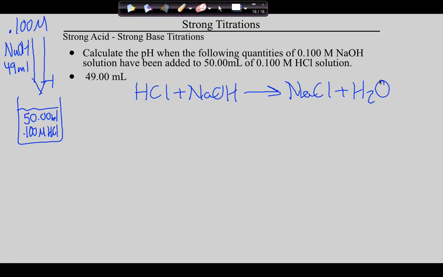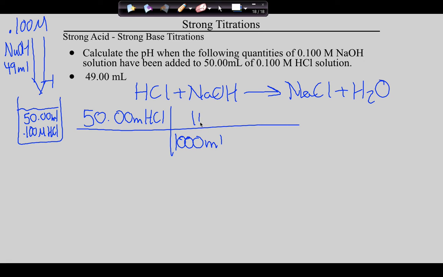Acid, because there's greater volume and their molarities are the same. Guys, if you do this backwards, it doesn't matter, but it's actually easier if you start by looking at the one that you have more moles of. So do this with me. We have 50 milliliters of HCl. 1,000 milliliters is 1 liter. 1 liter is 0.100 moles of HCl.